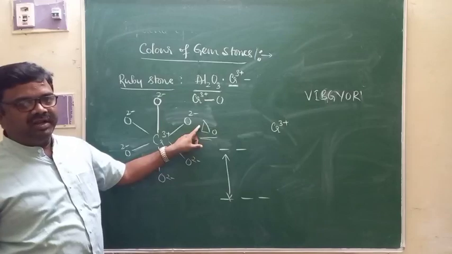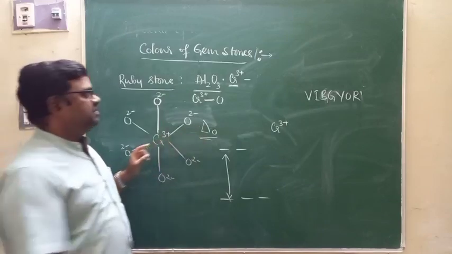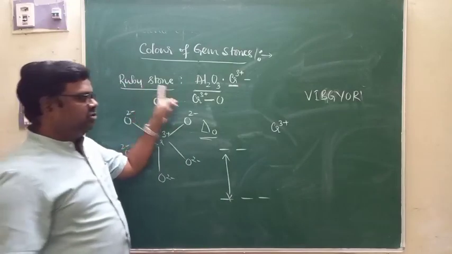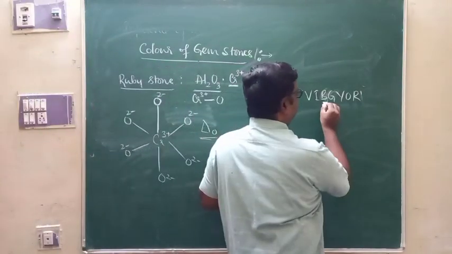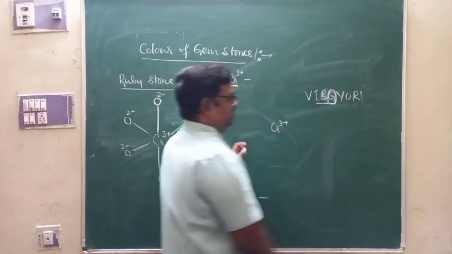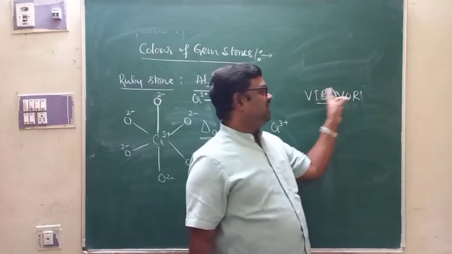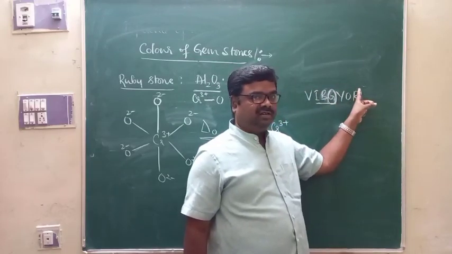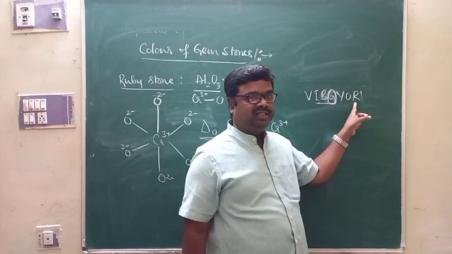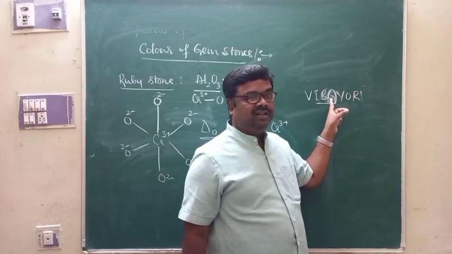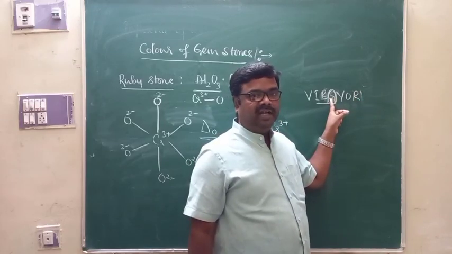Because of that high delta O, this particular ruby is going to absorb radiation from the high energy region of VIBGYOR. Now, if I move from violet to red, energy decreases. Red is characterized by low energy, is it not? Energy of red color is very, very less. The wavelength of red is very, very high. If wavelength is high, energy is less. Green is characterized by high energy.